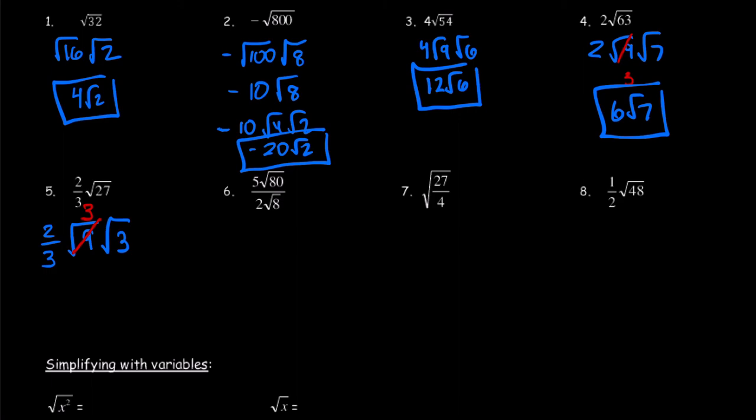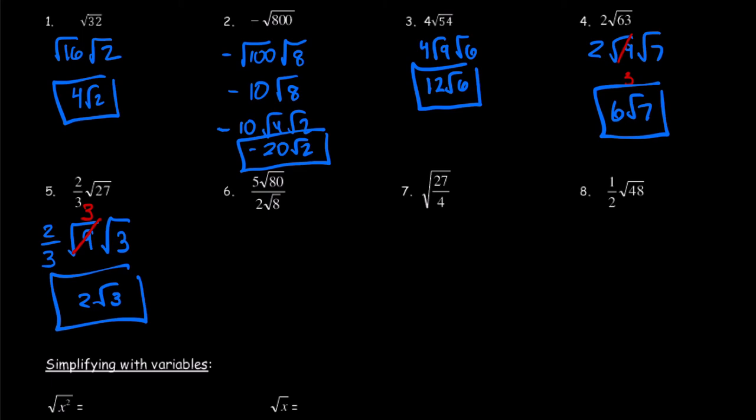Now, a quick review of multiplying a fraction times a whole number. 2/3 times 3. Remember, 3 is the same as 3 over 1. And then that denominator and that numerator cancel. So that just gives me 2. So this right here is just going to give me a 2, which means my simplified answer is 2 square root 3.